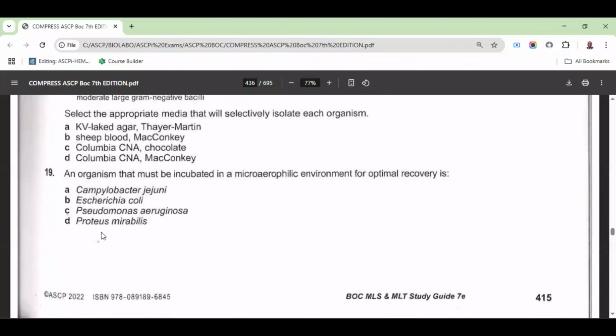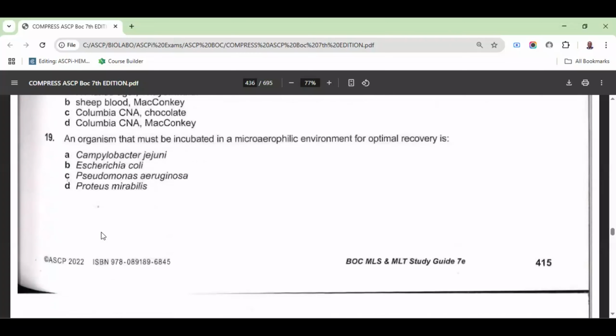Okay, we now have question 19. Which organism must be incubated in a microaerophilic environment for optimal recovery? A microaerophilic environment is one where we have to reduce oxygen. It must be minimized, very minimal. That's what we call a microaerophilic environment. Option A, Campylobacter.